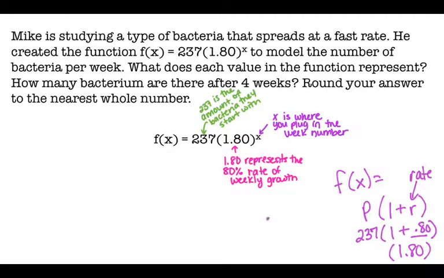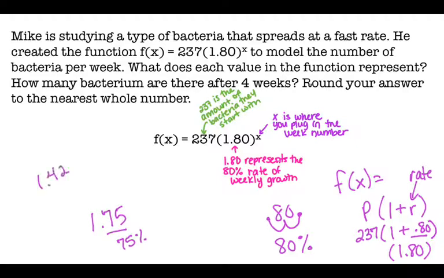So 0.80 as a decimal, you just move it 2 places to the right and you get 80%. So if it was 1.75, well, that would be 75%. If it was 1.42, that would be 42%, and so on.